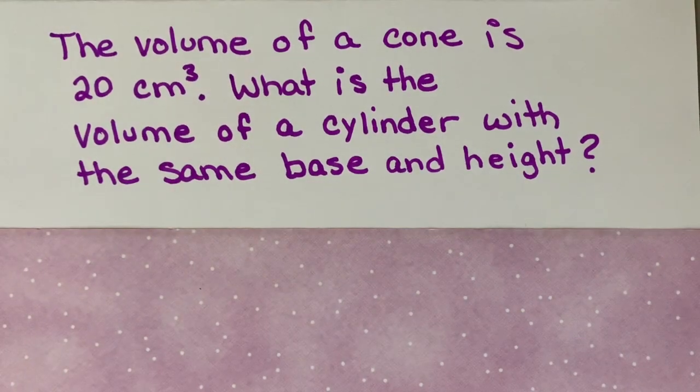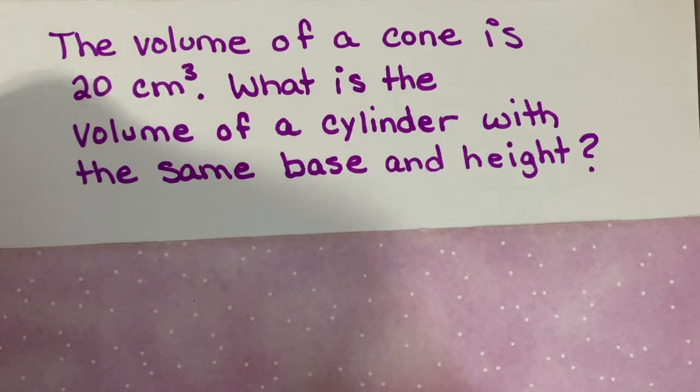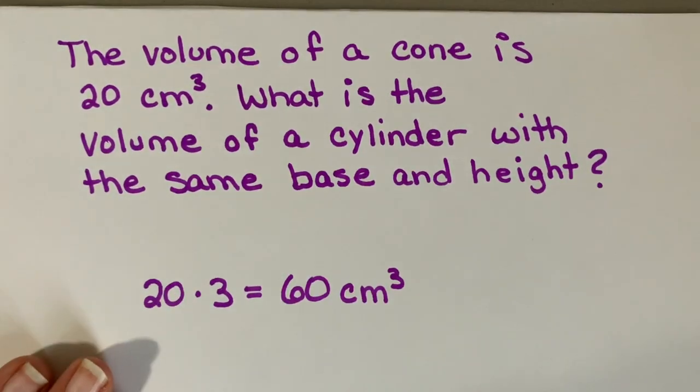One more word problem. The volume of a cone is 20 centimeters cubed. What is the volume of a cylinder with the same base and height? And if you think about it, a cone is 1/3 of a cylinder, so all you'd have to do is multiply that by 3 to get 60 centimeters cubed.